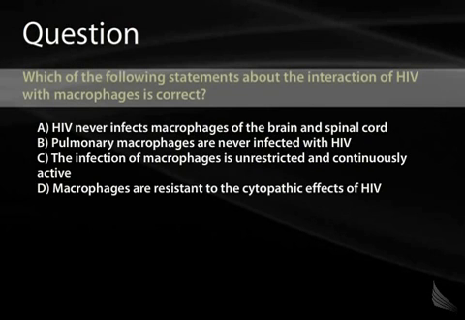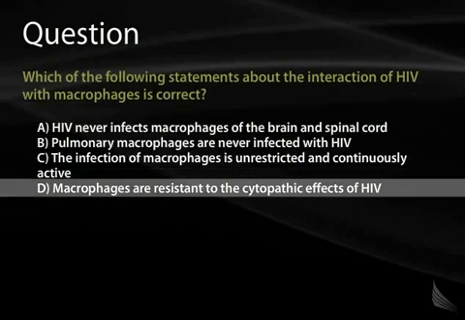Question: which of the following statements about the interaction of HIV with macrophages is correct? A. HIV never infects macrophages of the brain or spinal cord. Well, that's not correct. We know that it does. B. Pulmonary macrophages are never infected with HIV. Be wary of statements that say never. Pulmonary macrophages can be infected by HIV. C. The infection of macrophages is unrestricted and continuously active. Well, that's not true because we know that they can hold latent disease. And D. Macrophages are resistant to the cytopathic effects of HIV.